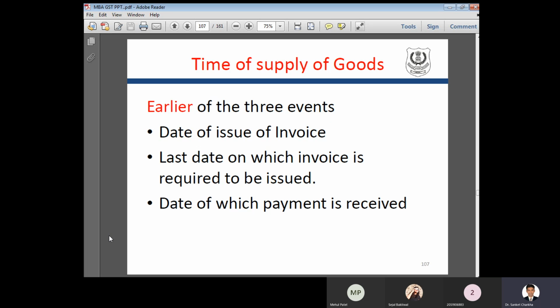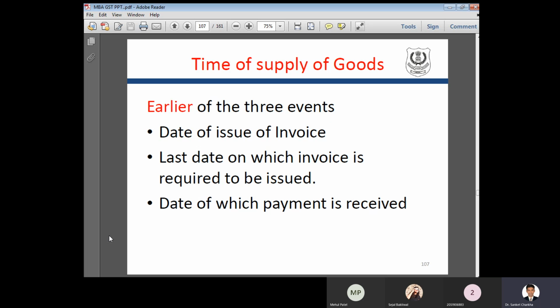So whenever your invoice was made, that date will be your time of supply, the date on which the invoice is required to be issued. That is, if you have prepared the invoice as on 4th of November, and the invoice is supposed to be issued on the date of 11th of November, or the date on which the payment is received.